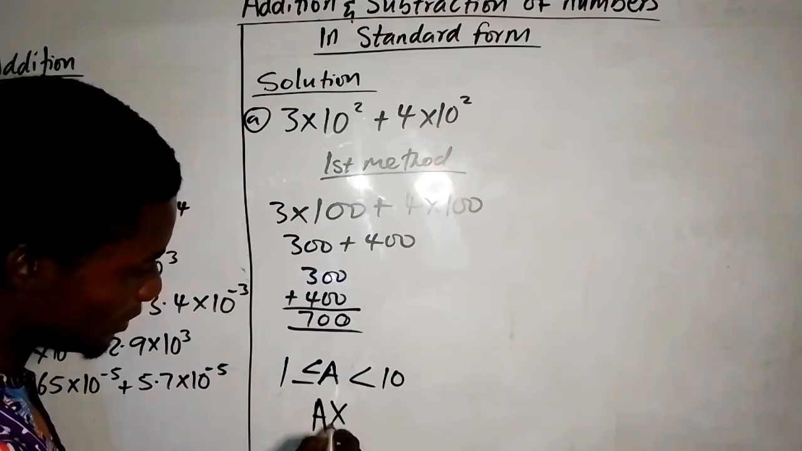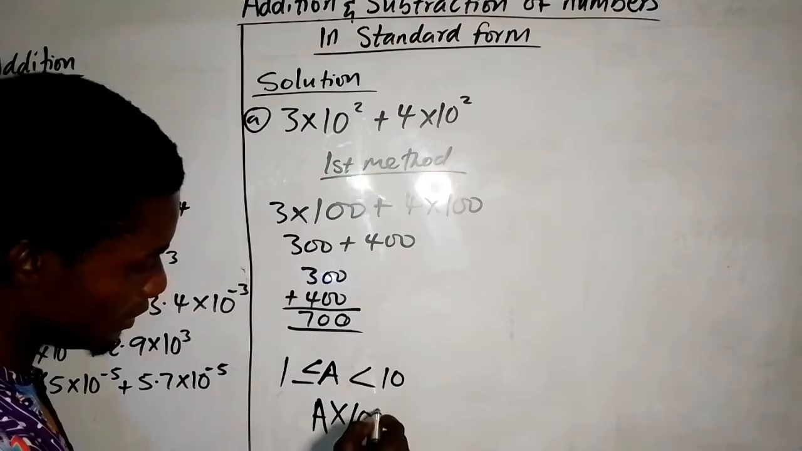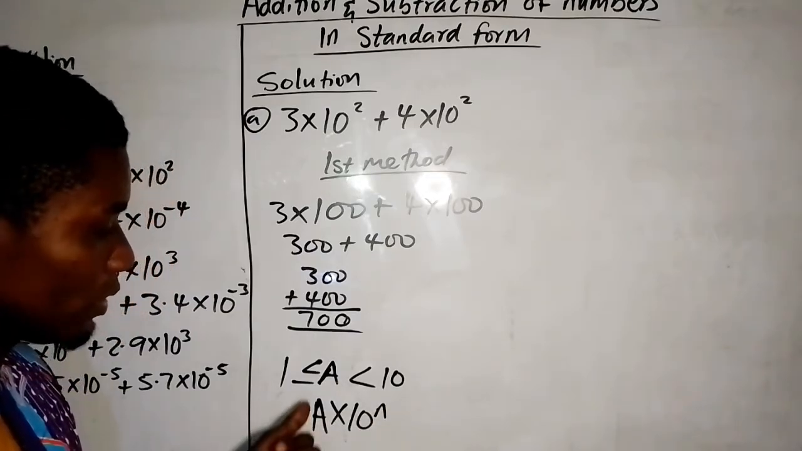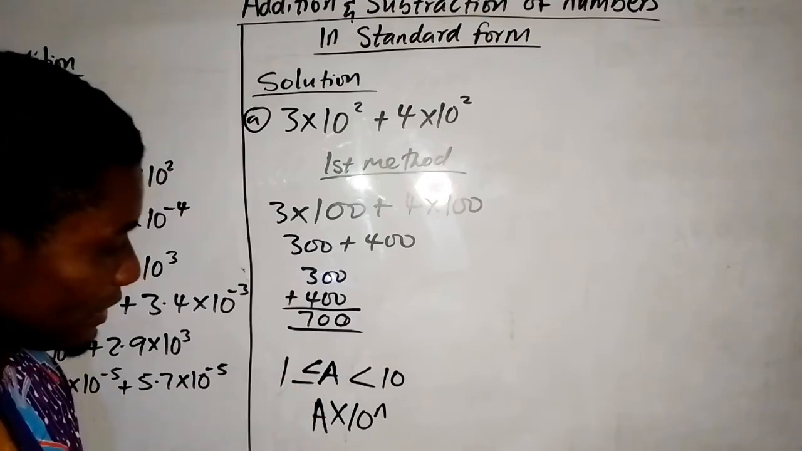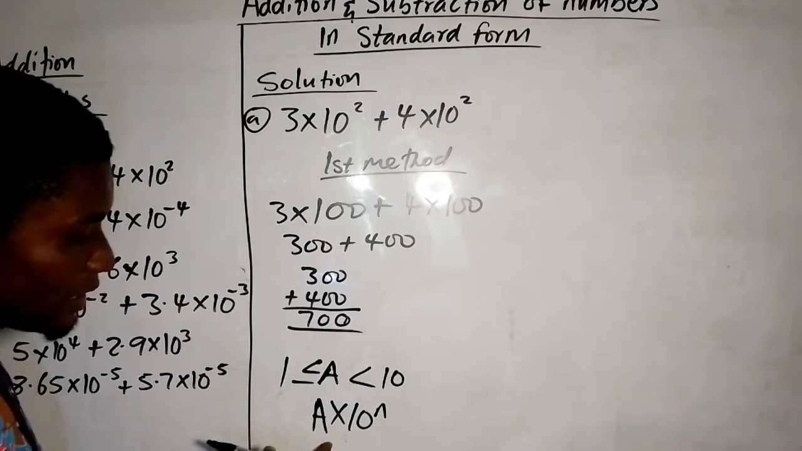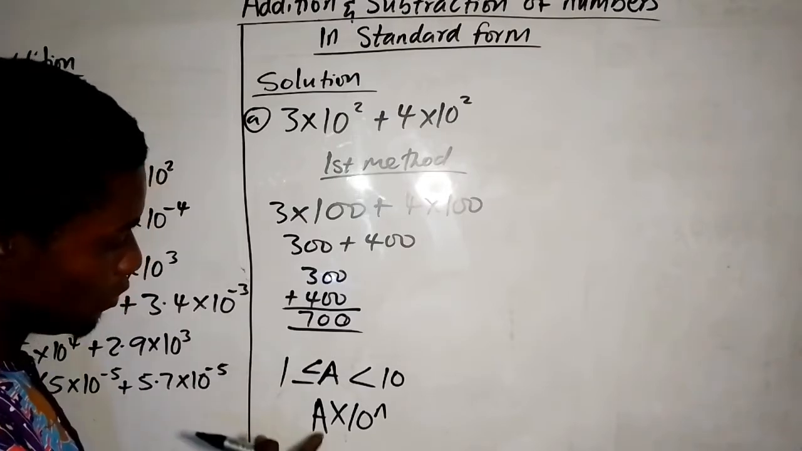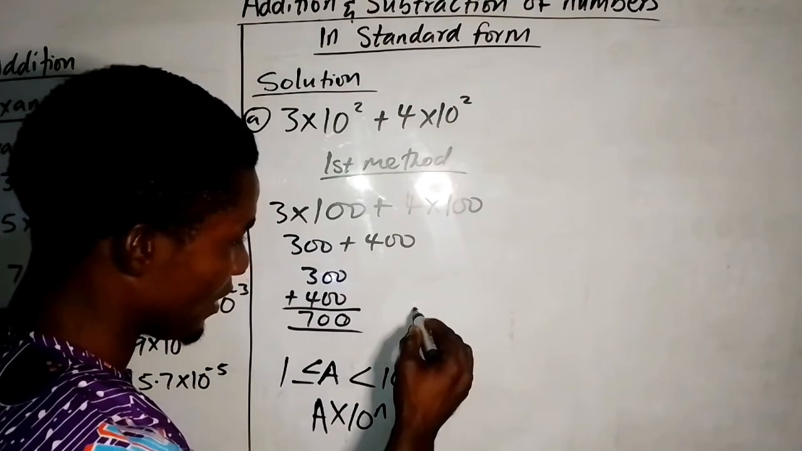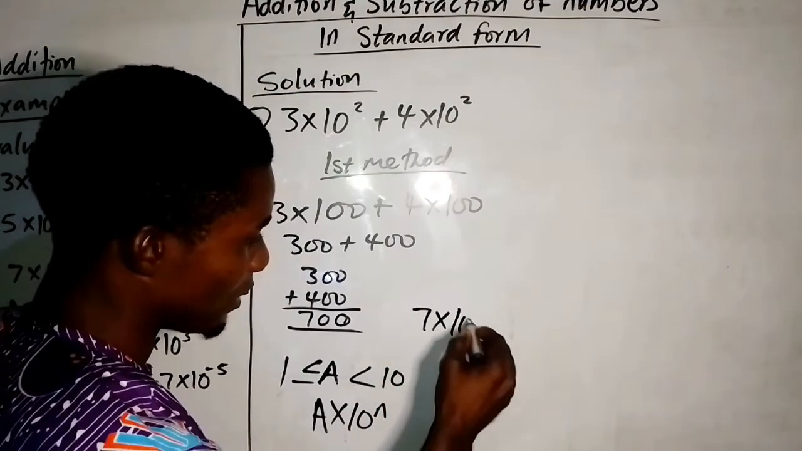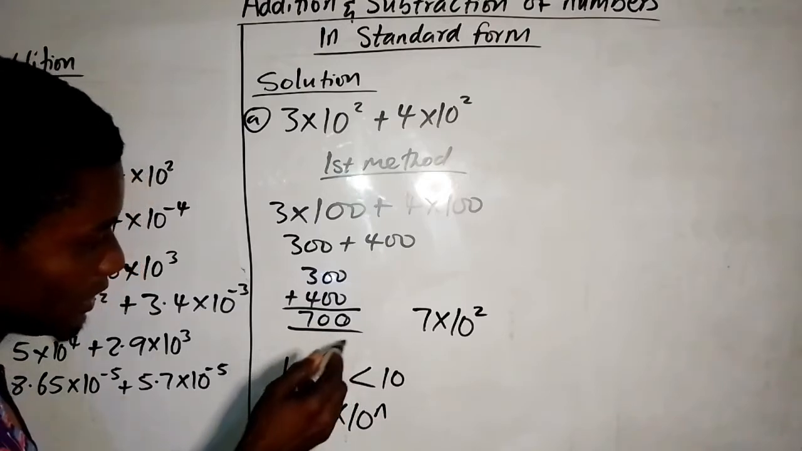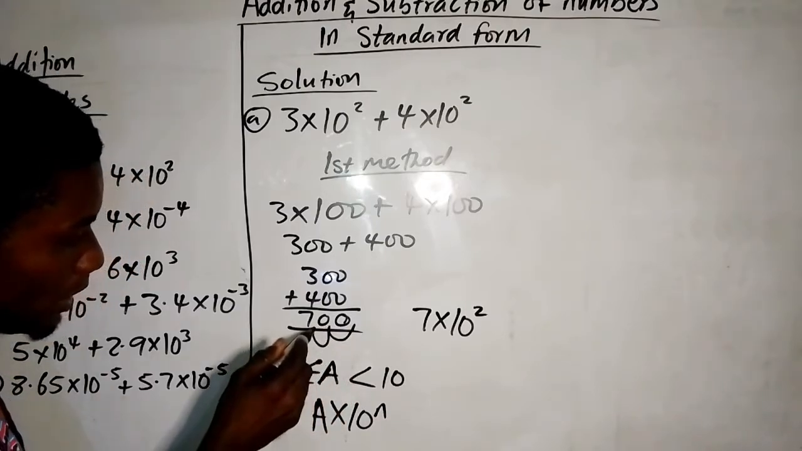So we express it in this form. We have our standard form expression, which is a times 10 raised to the power n, where your a is your coefficient, which should be greater than or equal to 1 and less than 10, and your 10 is your base, with your exponent. Now let's express this particular number in standard form. To express this, we have 7 times 10 raised to the power 2. Why are we having 2? Because we are moving our decimal point 1 and 2 places.